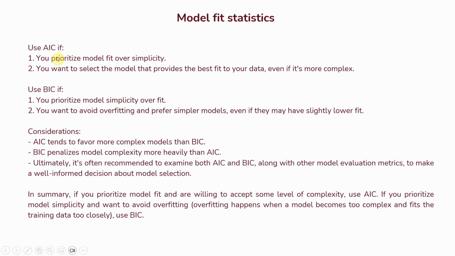Now, whether you should use AIC or BIC: if you are prioritizing model fit over simplicity, and you've got a complex model, then you should use AIC. If you've got a simpler model, then you can use BIC. In summary, if you prioritize model fit and are willing to accept some level of complexity, use AIC. If you prioritize model simplicity, you've got a simple model and want to avoid overfitting, then you should use BIC. Overfitting happens when a model becomes too complex. For simpler models with a limited number of predictors, use BIC. Otherwise, you can use AIC. I would still encourage you to read more on both these concepts.